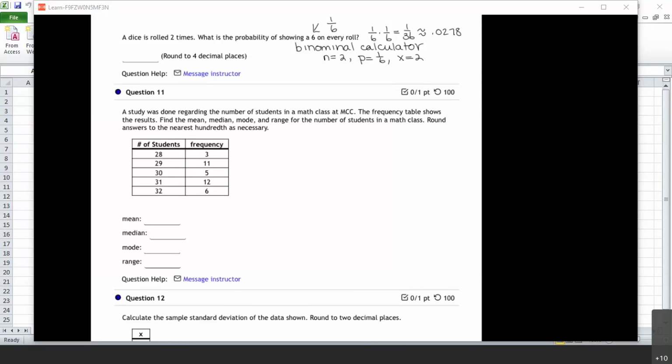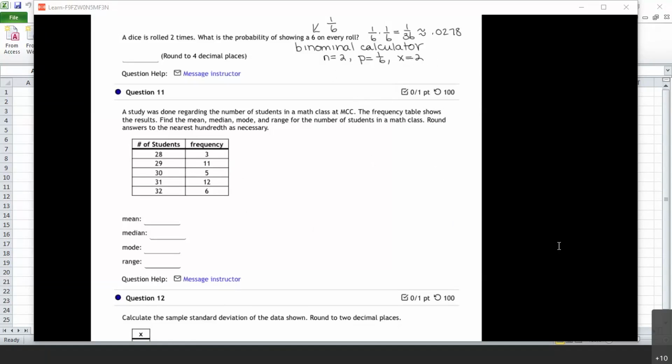The reason I decided to do it the quick and dirty way was my N and my X were very small numbers. If this was 10 and that was 8, I would have used the binomial calculator rather than multiply a whole mess of things out.